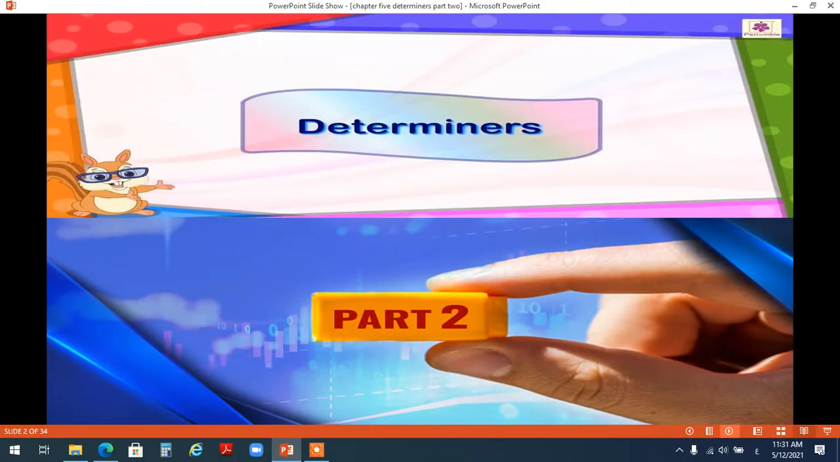In this lecture, we are going to continue our discussion of the topic determiners. So this lecture will be part 2, discussing determiners. In our previous lecture, we discussed part 1 of determiners, in which we shed light on the first category of determiners, which is called articles. So now we are going to continue with the other two categories of determiners, which will be discussed in this lecture.